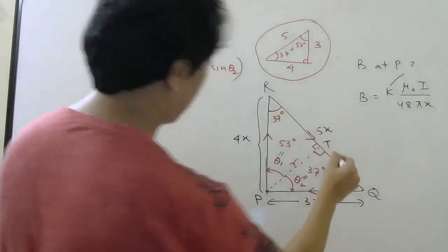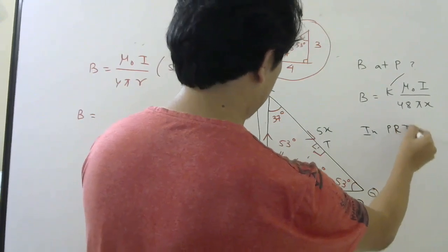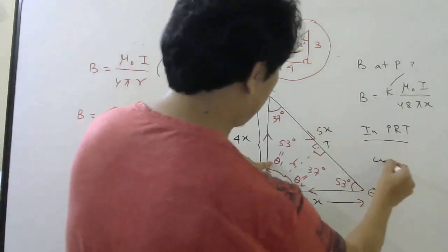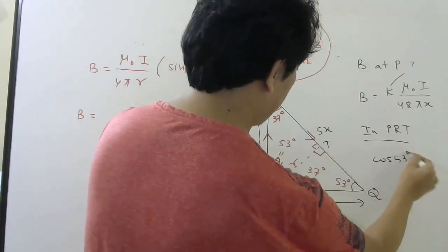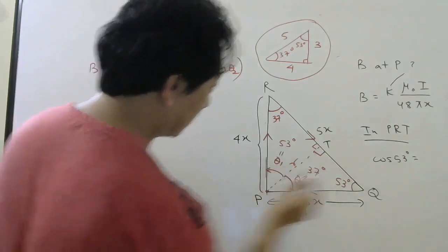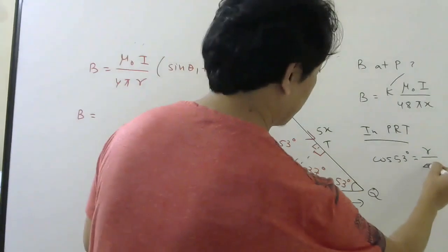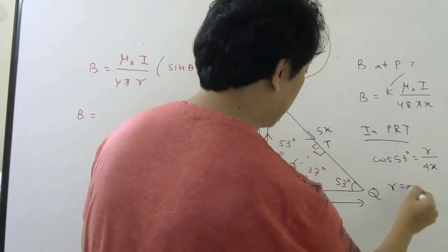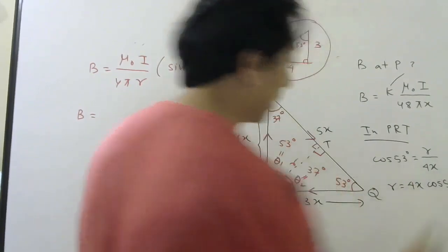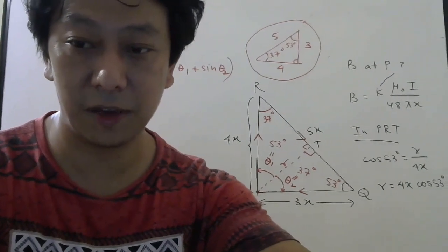If I write T here, then in triangle PRT, if I try to calculate cos 53, this is your adjacent for this angle, and hypotenuse is 4x. So R will be 4x cos 53. Correct? 4x cos 53. Check once carefully.